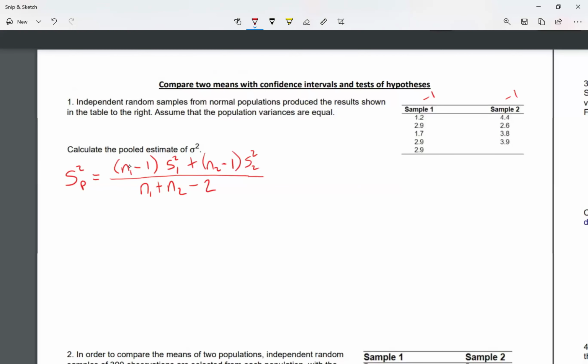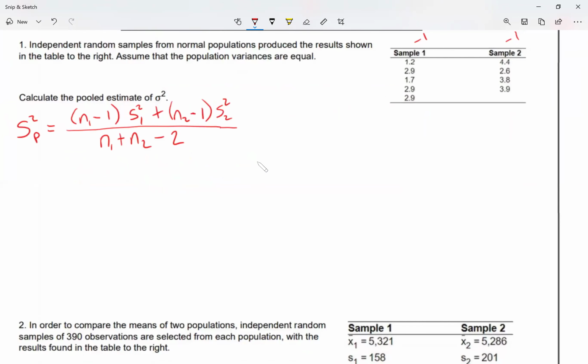So I think my N1s and my N2s, I have them. I know how many numbers are in each sample. The only thing is that I don't have the variance of my sample 1, and I don't have the variance of my sample 2. So this one is actually what's going to require a little bit of work. So this is what I'm going to do. Let me list my numbers from sample 1. And there's a reason why I gave you guys the list, are small samples.